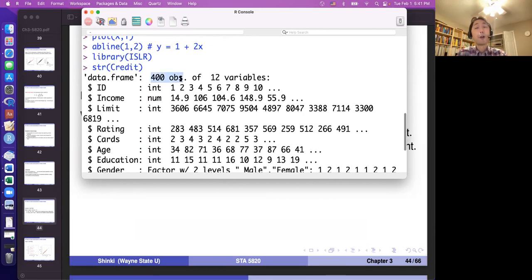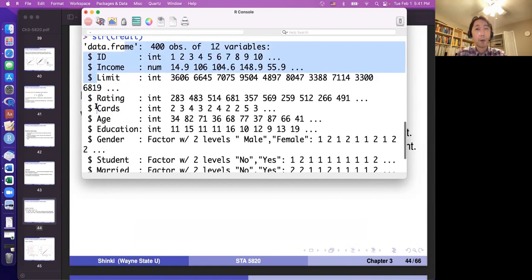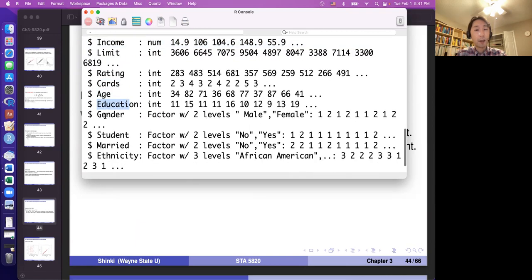We have 400 observations of 12 variables: income, credit limit, credit rating, I think the number of credit cards these 400 people have, age, educational level, probably the years of education, gender, whether or not they're students, married or not, and ethnicity.